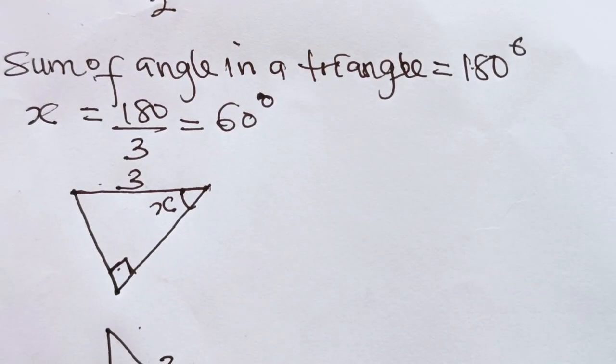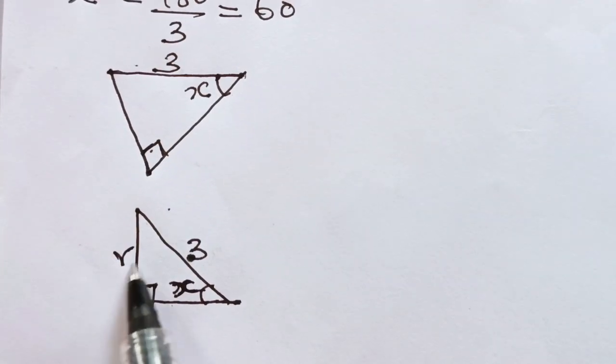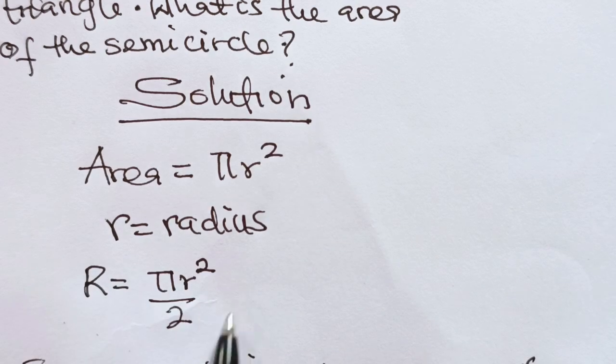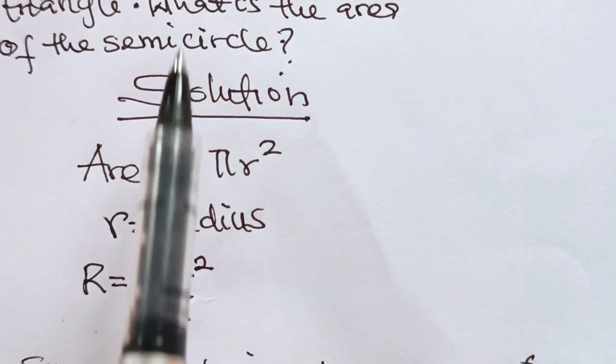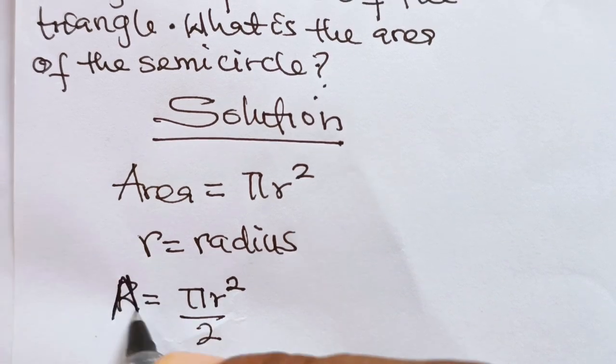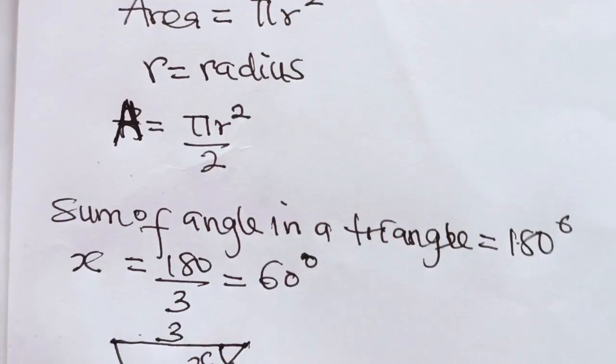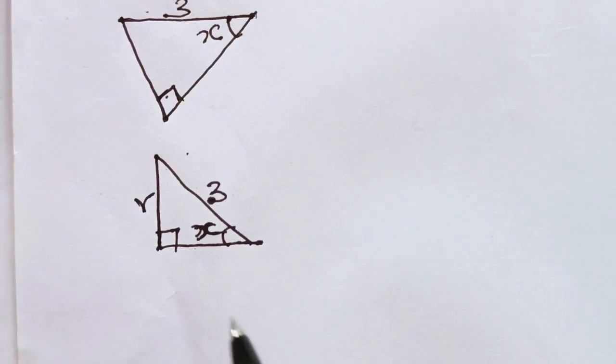Now, if we're able to get this radius, then we'll be able to solve for the area of our semicircle. Area of a semicircle. All right, so we'll be able to find the area of the semicircle. Now let's go ahead and solve.